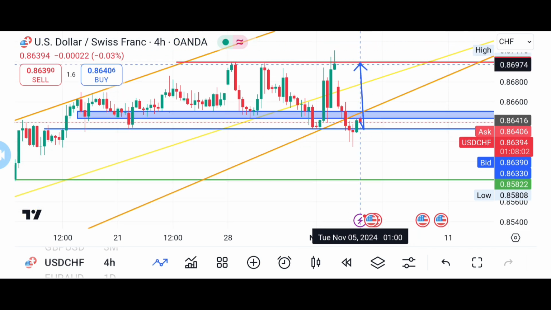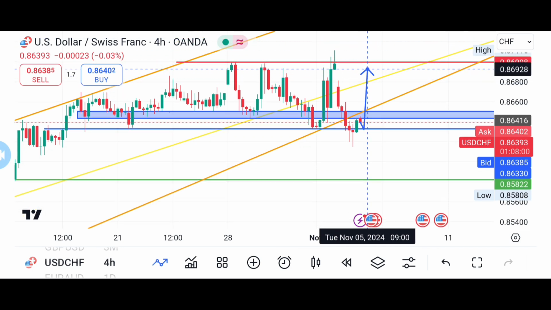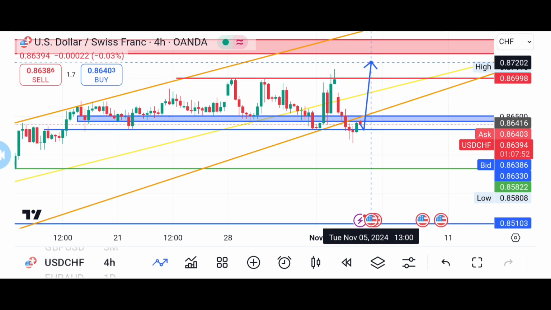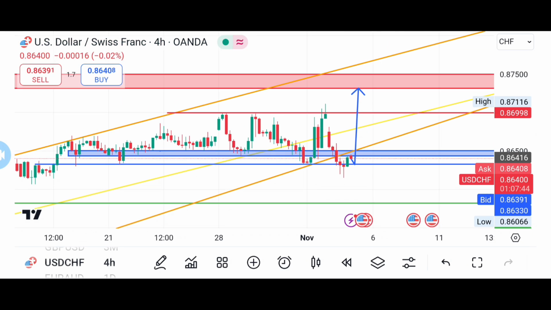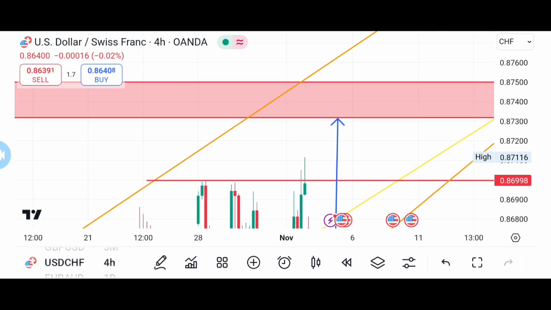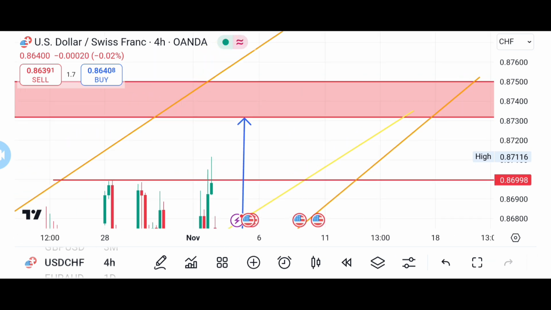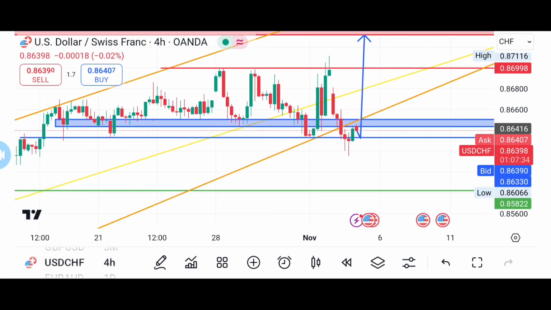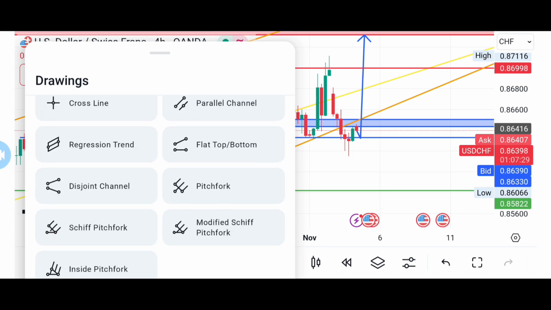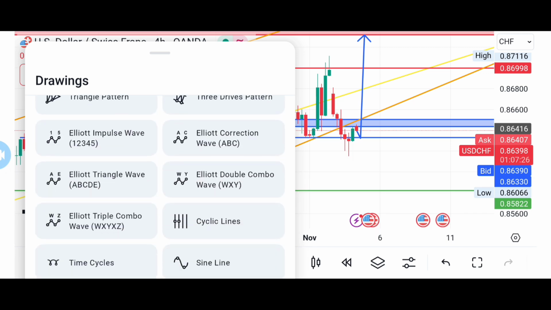My TP1 will be around 0.8700. That will be my TP1, and I will hold this pair until my total TP, which will be around this area, 0.8700. That will be my total TP for USDCHF. Are we together? That is option A. So let's go to option B.